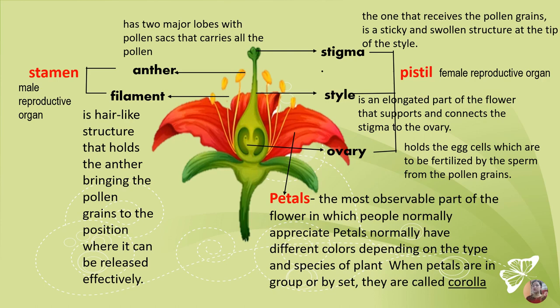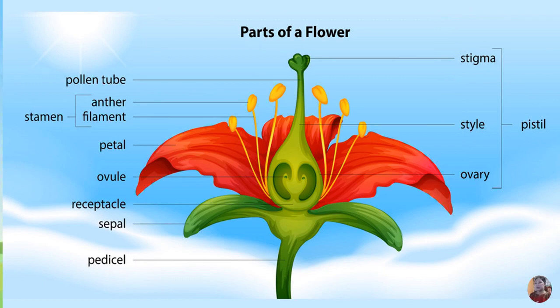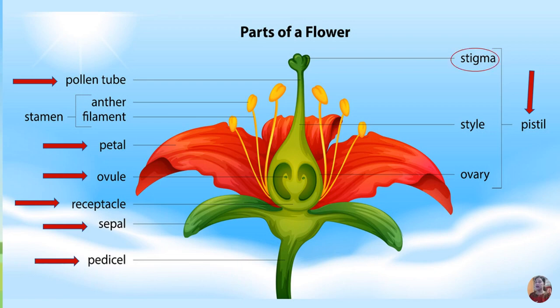Petals. The most observable parts of the flower which people normally appreciate. Petals normally have different colors depending on the type and the species of plants. When petals are in a group or set, they are called corolla. Parts of a flower: pollen tube, petal, ovule, receptacle, sepal, pedicel, and the pistil consists of stigma, style, and ovary, while the stamen has anther and filaments.